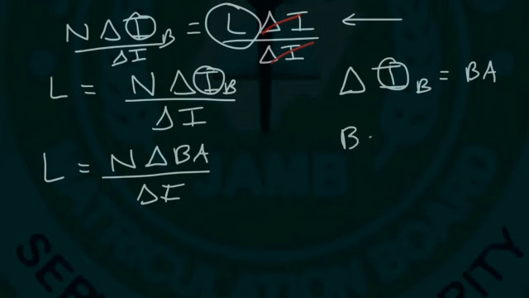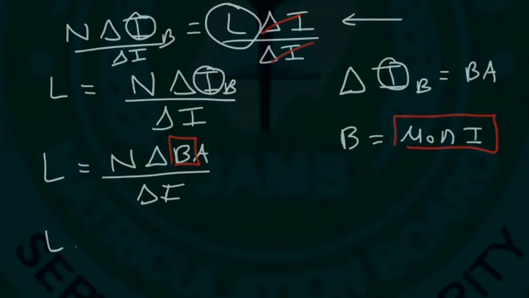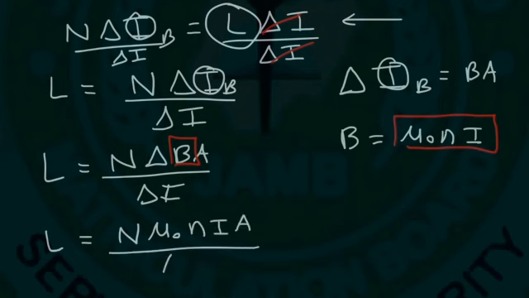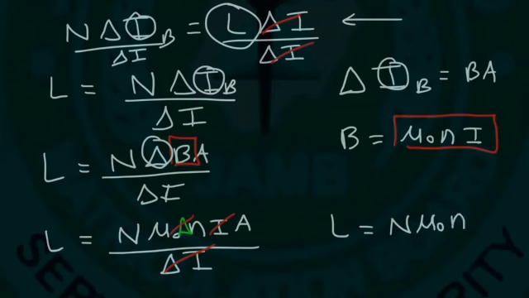Now we said that B is equal to mu 0 times N times I. So let's replace these two. So the inductance L is equal to N times mu 0 times N times I times A divided by delta I. And of course we still have a triangle somewhere. So what we're going to do is cancel the current. And so we have L is equal to N times mu 0 times lowercase n times A.